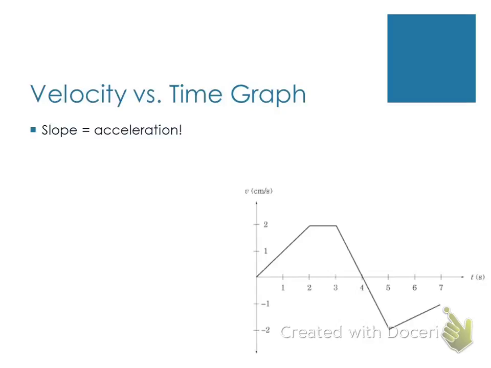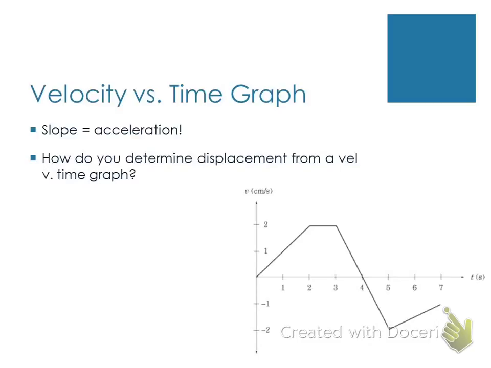To find the acceleration from a velocity versus time graph, we calculate the slope. We've already learned how to calculate slope, so we do that. So the velocity versus time graph tells us acceleration, how fast our velocity is changing. It can also tell us displacement. So there's two things that we can solve for from a velocity versus time graph. We can find acceleration and we can find displacement, which is how far they've traveled during that time. Okay, does that make sense?